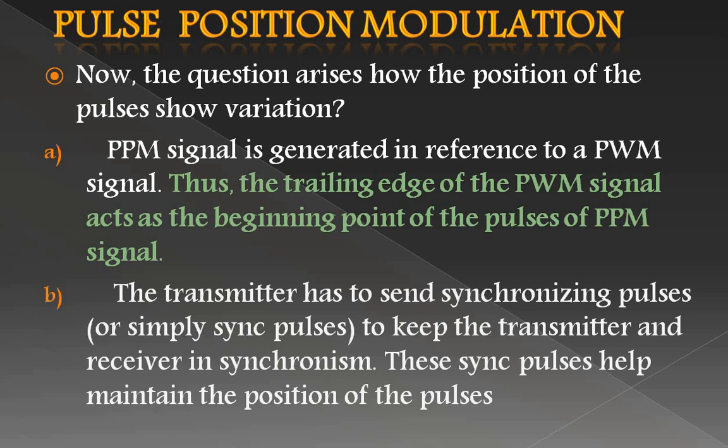For the generation, what is important? You require a pulse width modulated wave. So the generation of PPM requires a PWM generator and a monostable multivibrator. Why are we going for the monostable multivibrator? Because the starting or initial point of your PPM starts with the trailing edge of your PWM signal. So you require a PWM signal as a reference signal through which the beginning point of the pulses of the pulse position modulation signal will start. And synchronization is very important for the pulses at the transmitter and the receiver side.